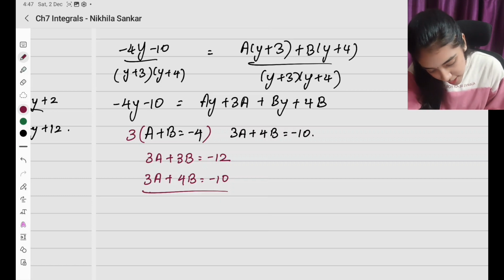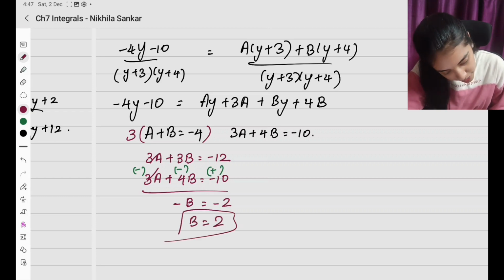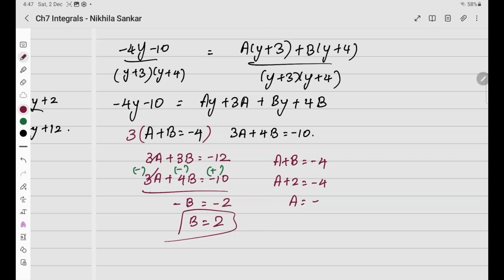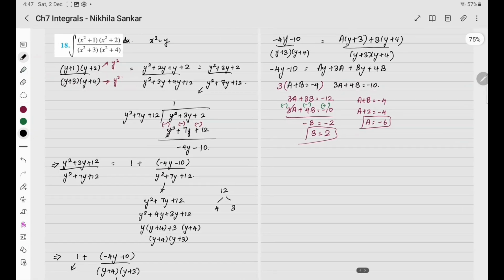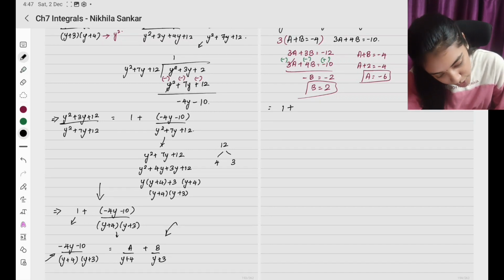When I solve this, subtracting, 3a minus 3a cancel. 3b minus 4b is minus b equals minus 12 plus 10, which is minus 2. So b value is 2. When I substitute that in one of the equations, a plus b equals minus 4, a plus 2 equals minus 4, a equals minus 4 minus 2, which is minus 6. So a value is minus 6. When I resubstitute, I have a divided by y plus 4, which is minus 6 divided by y plus 4, plus b, which is 2 divided by y plus 3.